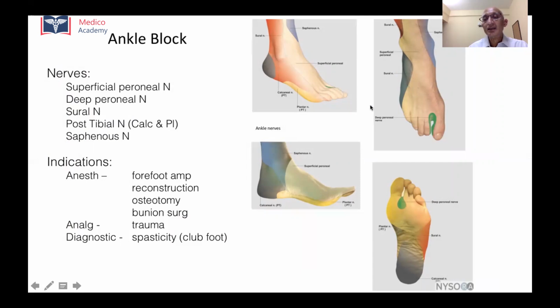And these are the distribution. We know that deep peroneal supplies only this bit of the skin. Of course, it supplies most of the muscles inside, but this is the dermatomal spread. Saphenous on the medial side of the thigh up to the medial malleolus and lower down a little bit. The sole is supplied by the posterior tibial nerve, while sural nerve is on the lateral side of the foot.